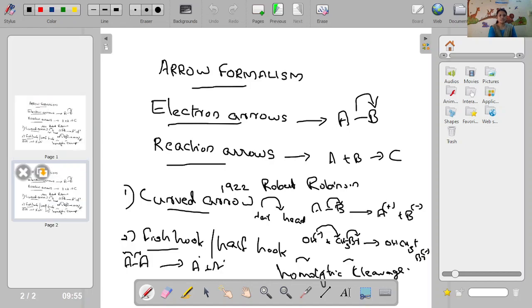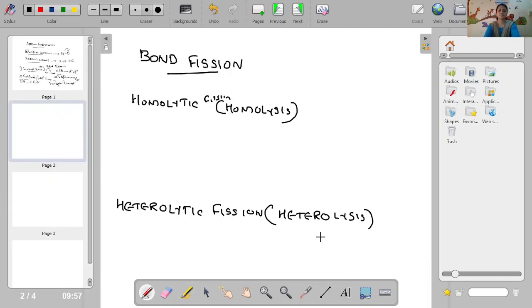Okay, now we can think about bond fission. There are two types of bond fission. Which are the two types of bond fission? Homolytic bond fission as well as heterolytic bond fission. So two types of bond fissions are homolytic as well as heterolytic.